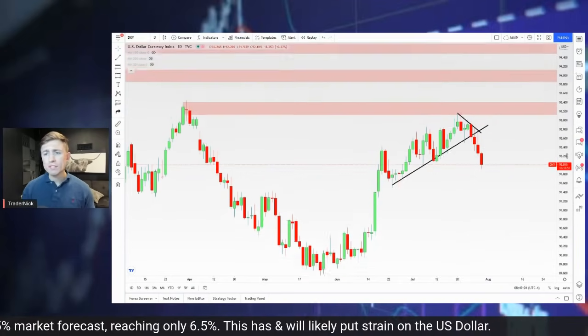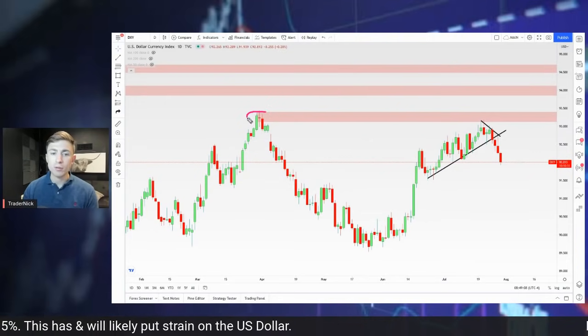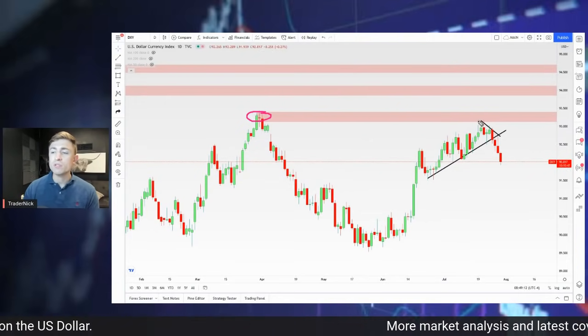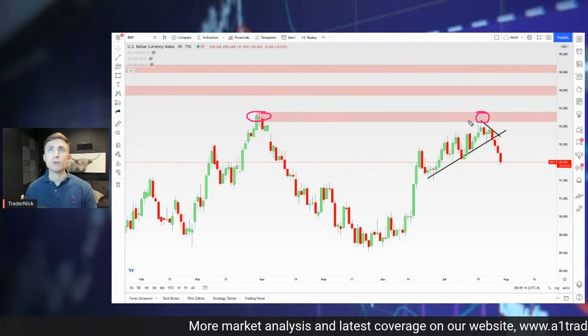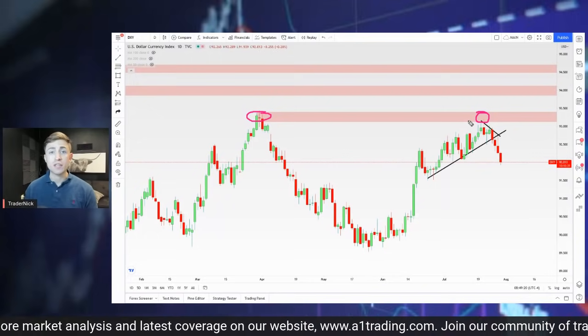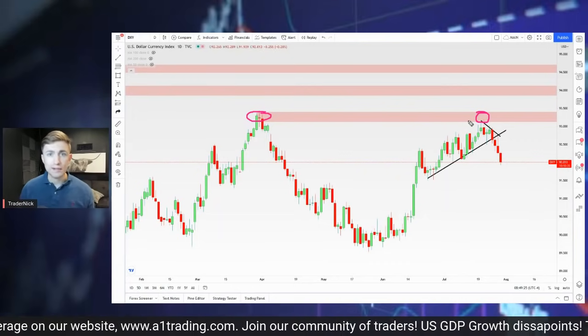We talked about this the other day as well on the channel. We talked about the idea that we had this big level of rejection back here. How is price going to respond to that? Well, we are seeing that a lot of the buyers here are retreating. We're seeing a lot of profit taking. We're seeing a lot of sellers that probably want to step in and take advantage of some of this dovish news that has been coming out.